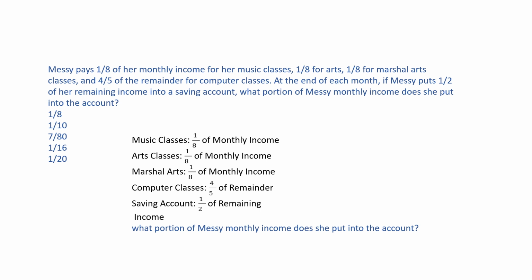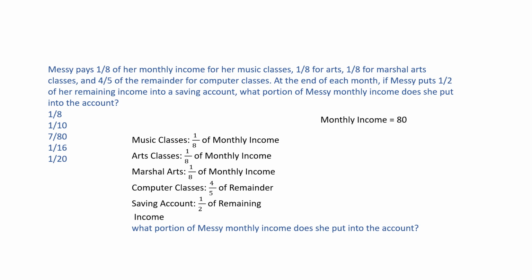And the question asks what portion of Messi's monthly income does she put into the account. So basically the question is again asking for a fraction, right? So these two observations are good enough to think of a smart number strategy. Now in a smart number strategy, we know that we have to give a good starting number so that our calculation becomes easy. So will you be able to tell me to what variable over here should we give a good number? Yes, it is monthly income.